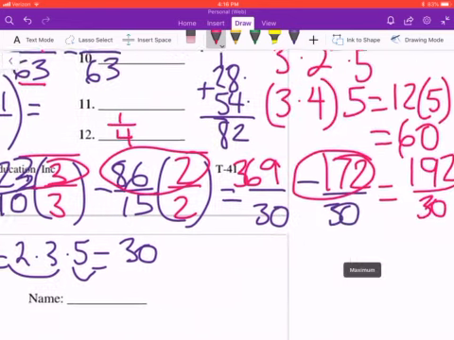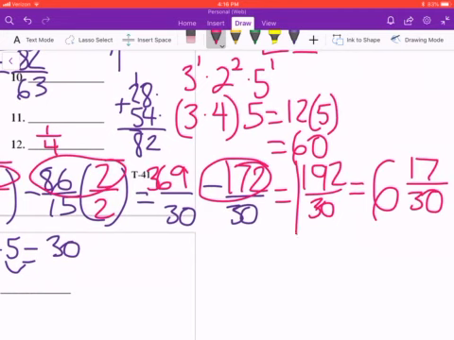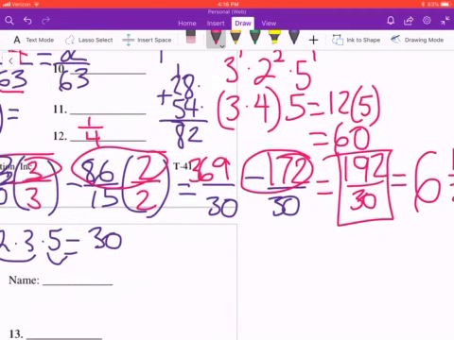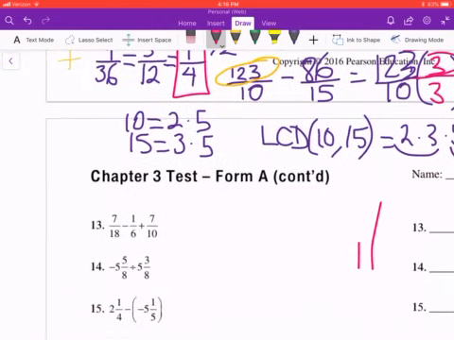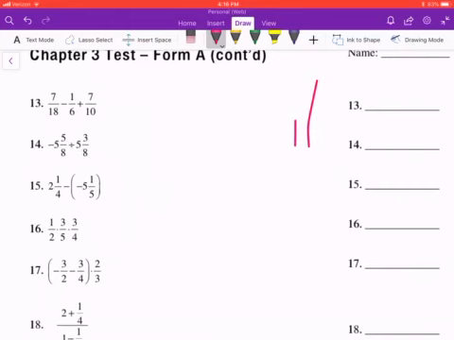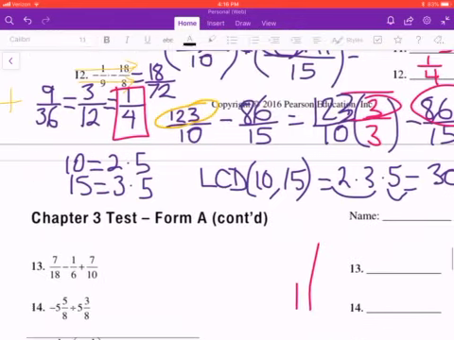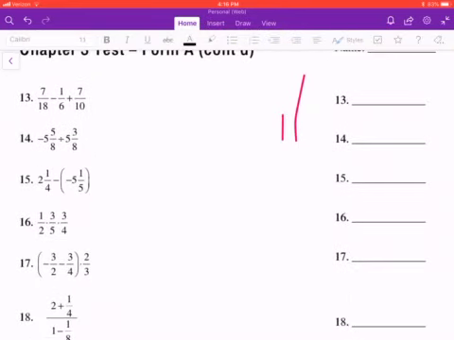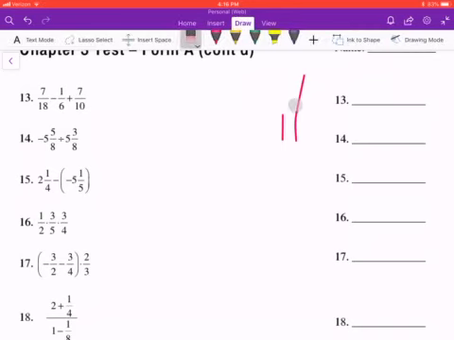And for problem 11, it was this one here. Remember, I made a correction. So it's 192 over 30. So now I'm going to move on to the next question here, which is 13. And we have three fractions. All three of them have different denominators. And so that is going to be the first thing that I do. I'm going to make them have the same denominator.